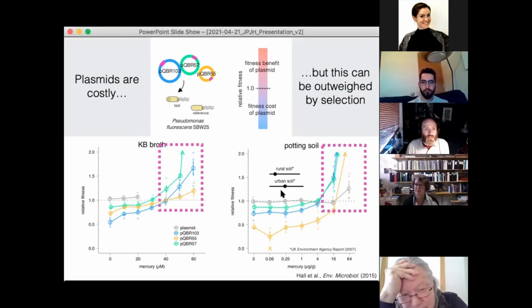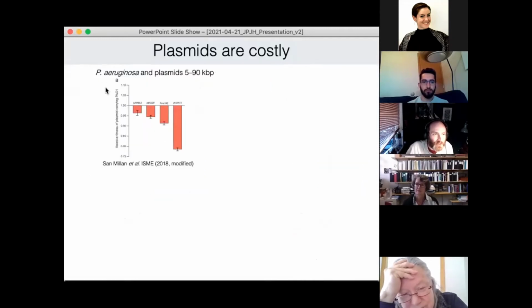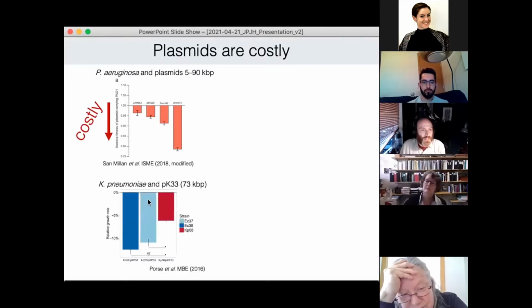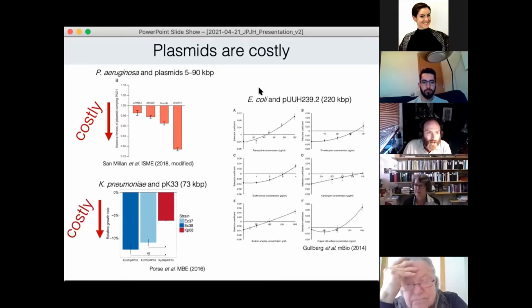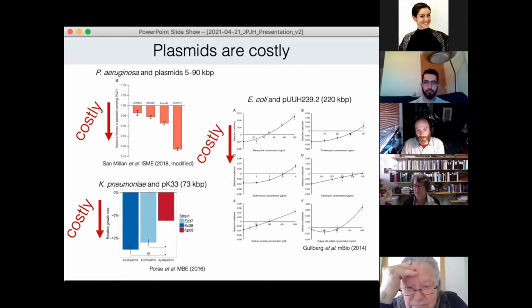And this phenomenon of plasmids causing fitness cost is actually really common. So we can look at Pseudomonas aeruginosa and a bunch of different plasmids, and we can see that these plasmids are costly. We can look at Klebsiella pneumoniae, which is an opportunistic pathogen. We can put these plasmids in it, and we can see that this one also has these costs. We can see again E. coli and this other plasmid. In all of these cases, there are costs, but again, in all of these cases, if we select for the plasmid, we can outweigh these costs and provide a fitness benefit.